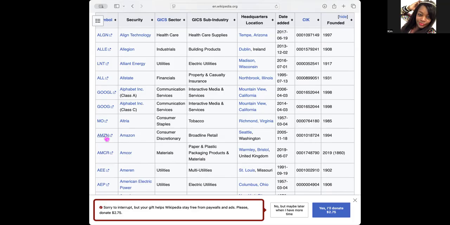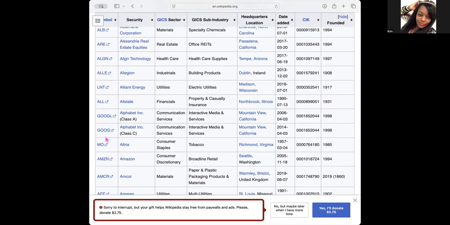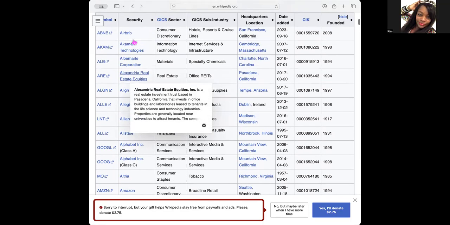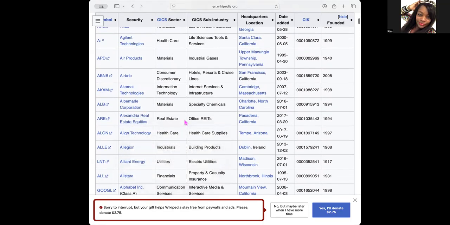When you're trading the S&P, that can be a little more volatile. But that's why it's volatile, because it is trading for all of these companies within one index, if that makes sense. Any questions? If not, then I'm gonna move on.